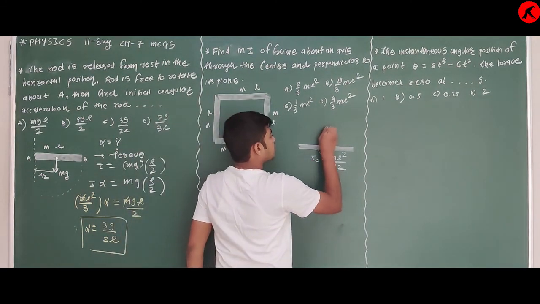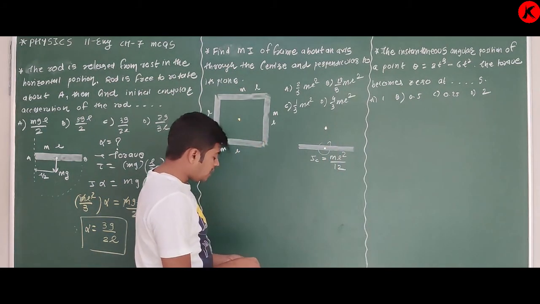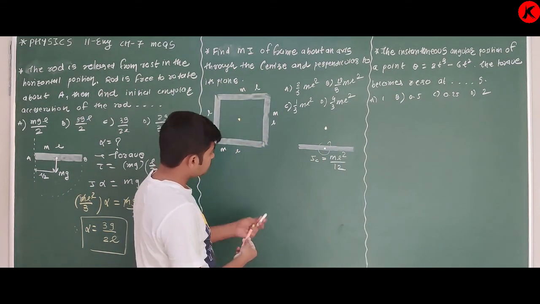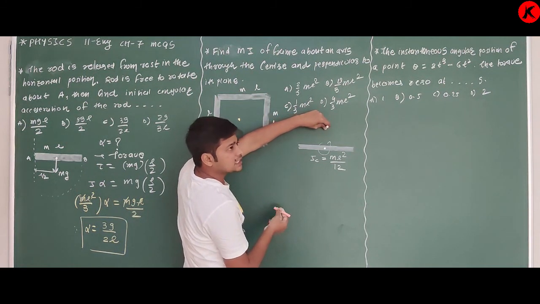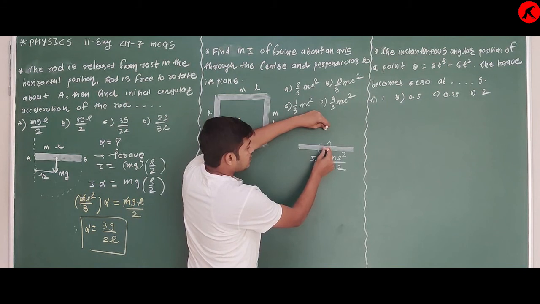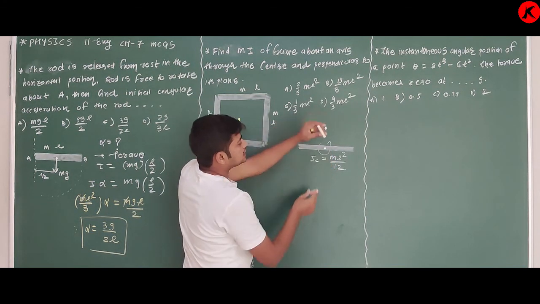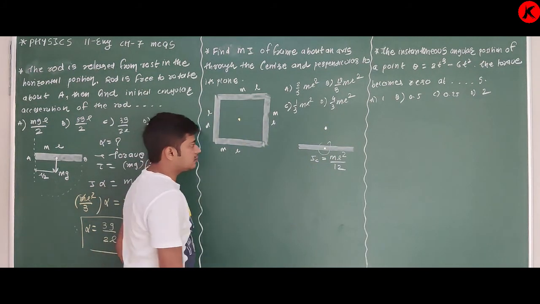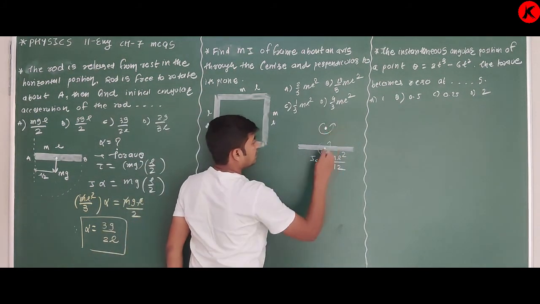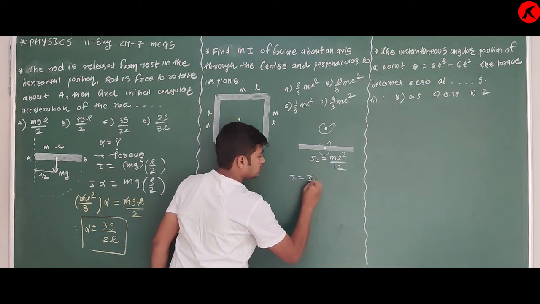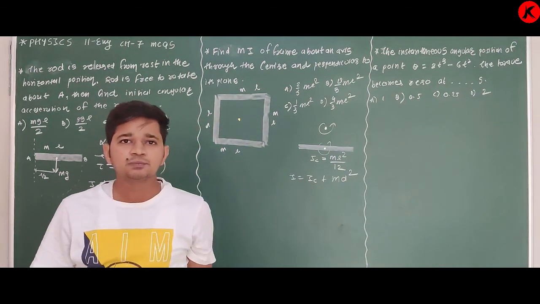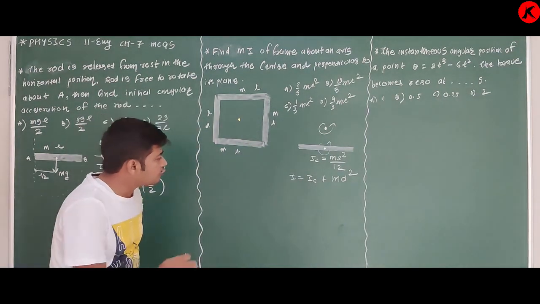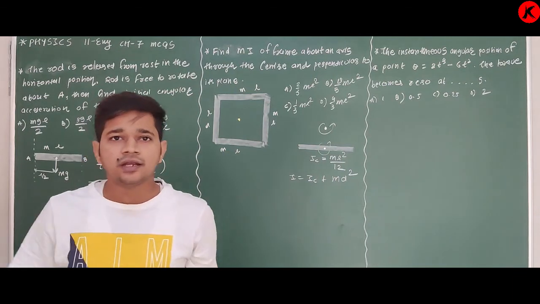If you are given another axis here, and you have to find the moment of inertia about this axis, then what to do? These two axes are parallel to each other, so you can use the parallel axis theorem. That is, the moment of inertia about this axis, I is equal to IC plus md square. Yes, it is the parallel axis theorem.